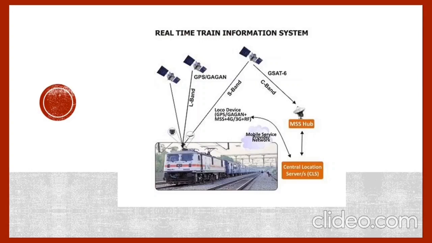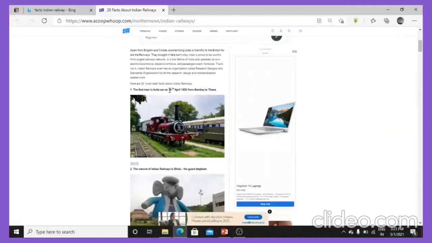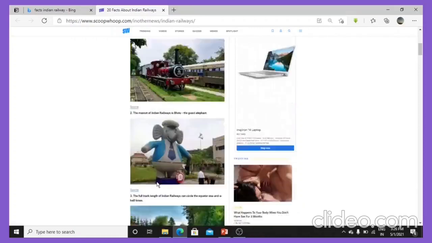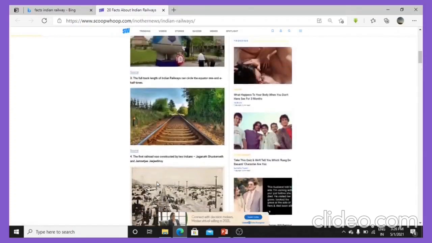Let us also see a few facts about Indian Railway. So here are a few facts about the Indian Railway. The first is the first train in India ran on the 16th April 1853 from Bombay to Thane. And second, which is the funny fact, is that the mascot of Indian Railway is Bolu. As you can see, Bolu is the name of this elephant, which is the mascot of Indian Railway.